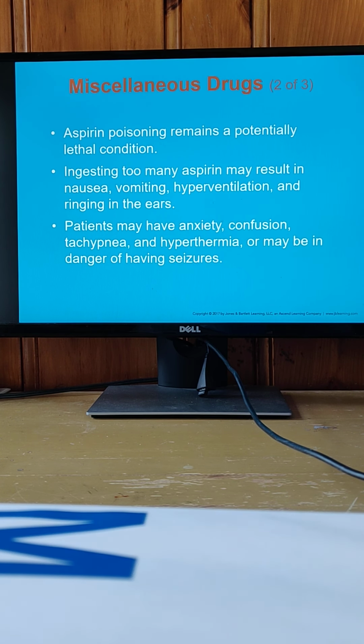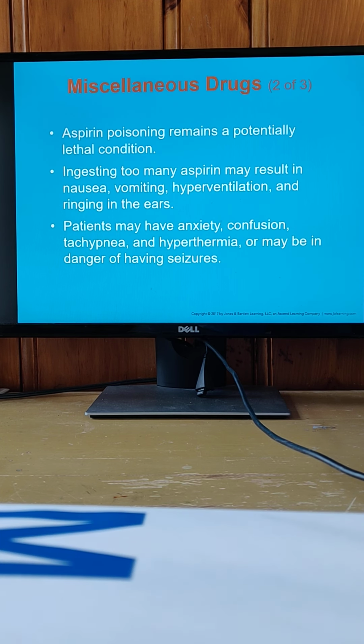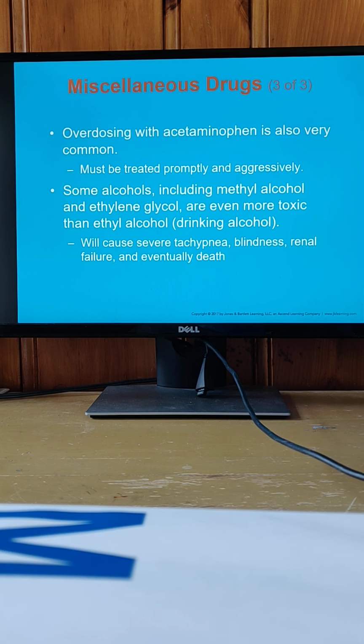Miscellaneous drugs. Aspirin poisoning remains a potentially lethal condition. Ingestion of too many aspirin may result in nausea, vomiting, hyperventilation, and ringing in the ears. Patients may have anxiety, confusion, tachypnea, hypothermia. Hyperthermia, we mean that they're too hot, or may be in danger of having massive seizures. Acetaminophen, otherwise known as Tylenol, is also very common. It is to be treated promptly and aggressively.